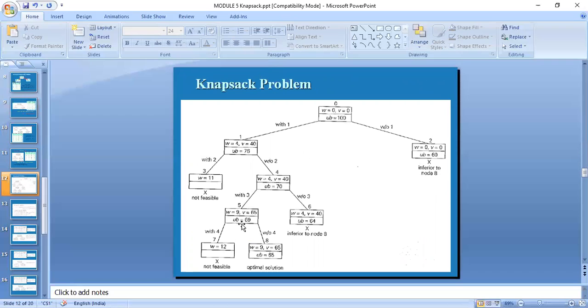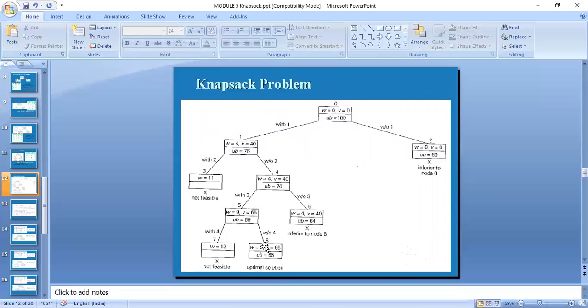Now you have 69, you have 64, you have 60. Among these, which is the most promising one? The most promising is the one which has the value 69. So 69 is further generated. So among these, which is the most promising node? The most promising node has the value 65. 65 is compared with the 64 and 60. Both are inferior to node 8. So this is considered to be the optimal solution.